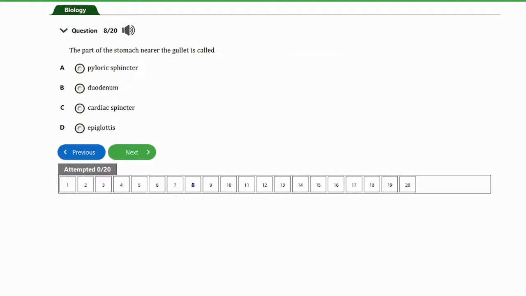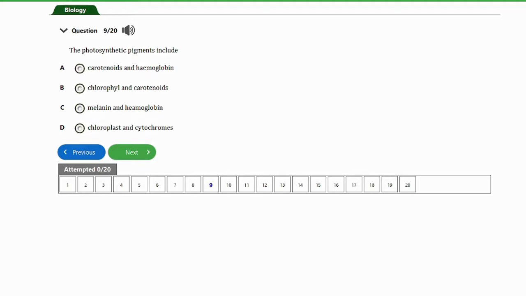Question number 8. It says, the part of the stomach nearer the gullet is called A, pyloric sphincter, B, duodenum, C, cardiac sphincter, and D, epiglottis. So guys, the answer to this question is option C, and that's the cardiac sphincter. The part of the stomach that is nearer to the gullet is called the cardiac sphincter. So let's look at the next question. And that's question number 9.